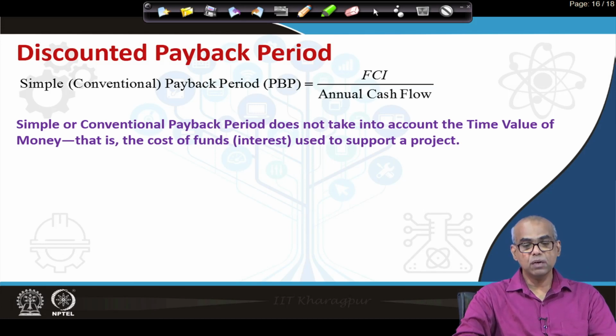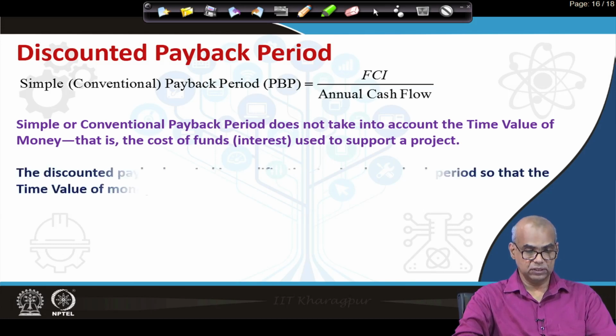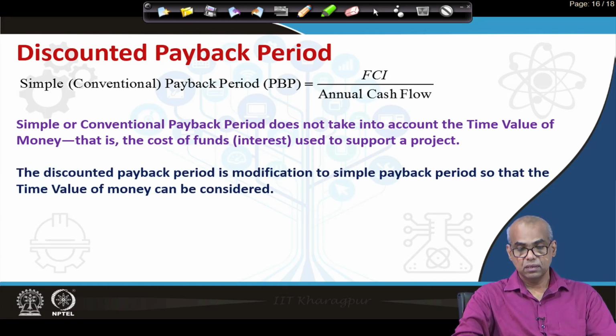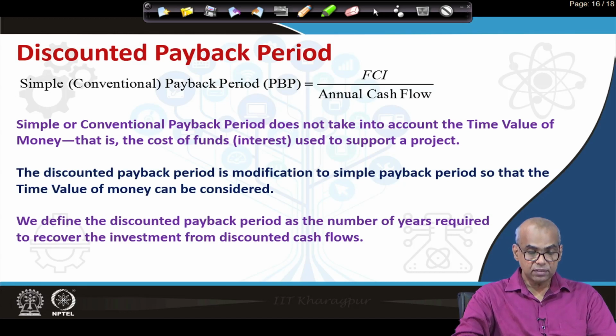The simple or conventional payback period is defined as fixed capital investment divided by annual cash flow. Now, simple or conventional payback period does not take into account the time value of money, that is the cost of funds or interest used to support a project. The discounted payback period is modification to simple payback period so that the time value of money can be considered. So, we define the discounted payback period as the number of years required to recover the investment from discounted cash flow.